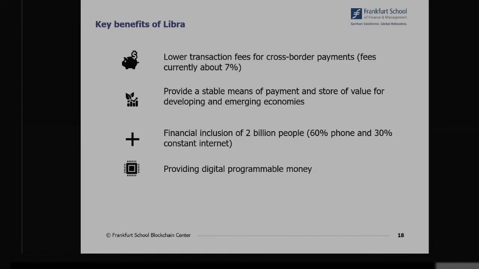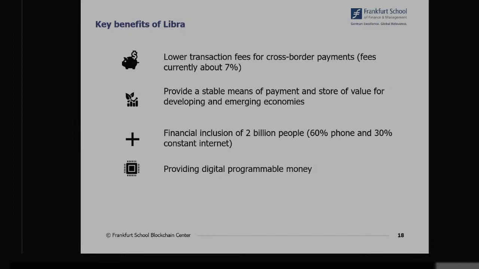And this is, of course, really a lot, because think of the really poor people in developing and emerging economies, where a worker is sending money back home to his family. And if the payment providing company charges 7% fees, this is really incredibly high. And Libra will basically be a means of payment which will definitely be cheaper. We do not know if this will indeed be zero, but it could be close to zero regarding fees.